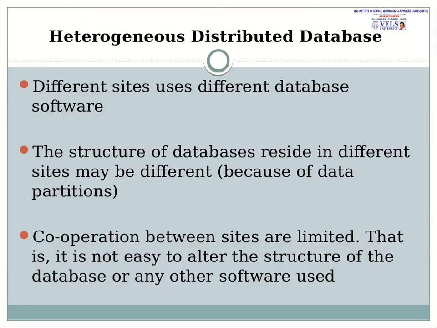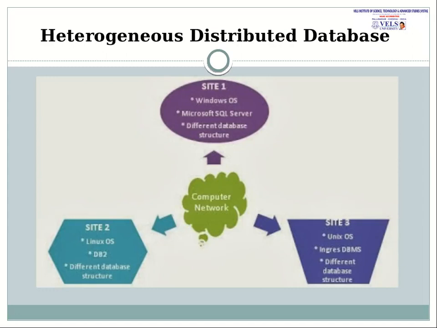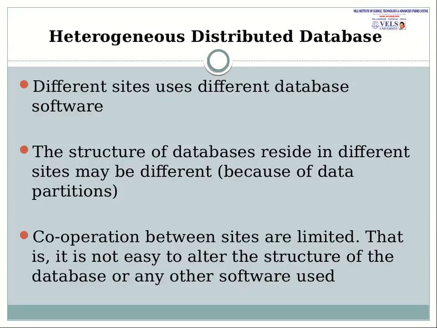A heterogeneous distributed database system is one where different sites use different database software. Different databases, different operating systems and different hardware are used at different sites. The structure of the database at each site may differ, based on the data partition, and different operating systems may be used at different sites. Cooperation between the sites is limited. It is not easy to alter the structure of the database or any other software used.